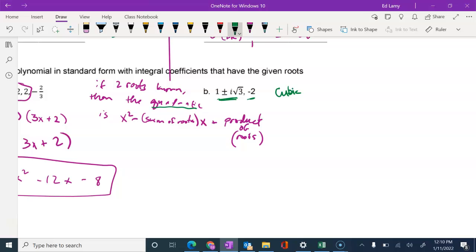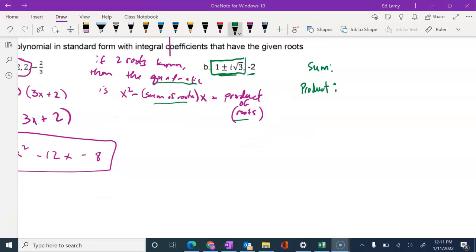We've used it. Find the sum of the roots, find the product of the roots, and put them where they go. So if we take two of these roots, I'll choose these two, the conjugates, and write a quadratic, and then multiply it by this linear. If negative 2 is the root, then x plus 2 is a factor. So I'll write a quadratic, then multiply it by the linear binomial. Sound good?